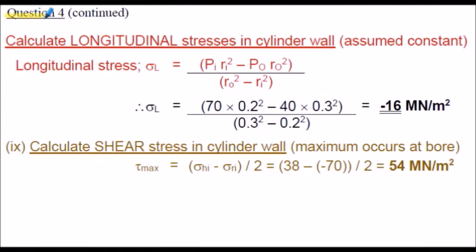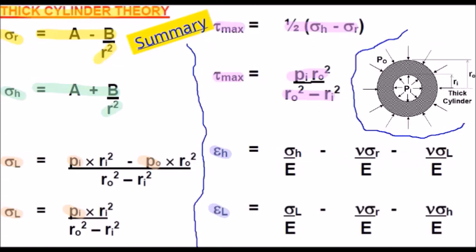Question 4, solution. We're asked to calculate the longitudinal stresses in the cylinder wall. From our previous presentation, we assumed the longitudinal stresses to be constant across the wall. And because I've got internal and external pressure, I'm using this equation extracted from our summary. So this equation, because I have both the internal and the external pressure to consider in this particular question.